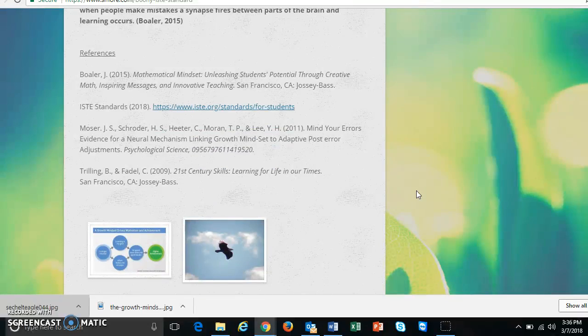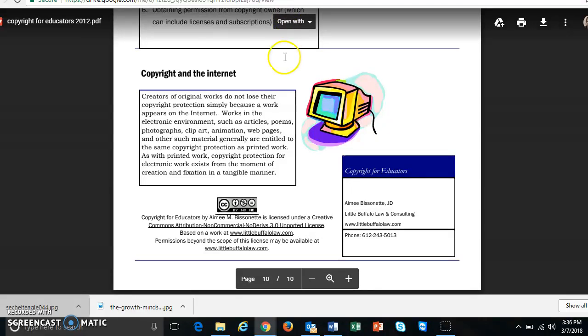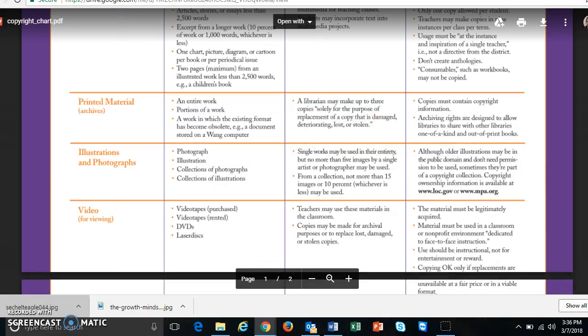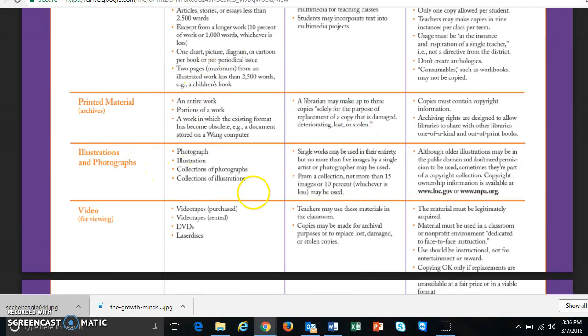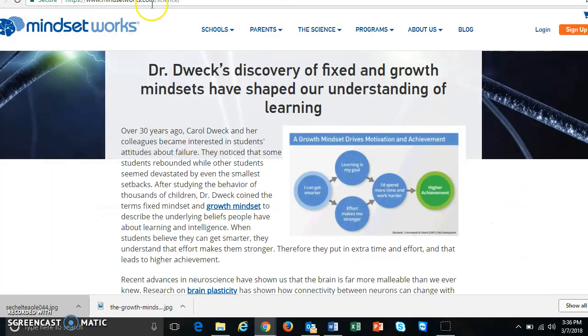For our copyright portion of this presentation, I took 2 images from the internet. As you can see here, Copyright for Educators has a summary and briefly describes what is allowed and what is not allowed for education. And then in our copyright chart here, we have another list of different uses and what's permitted.